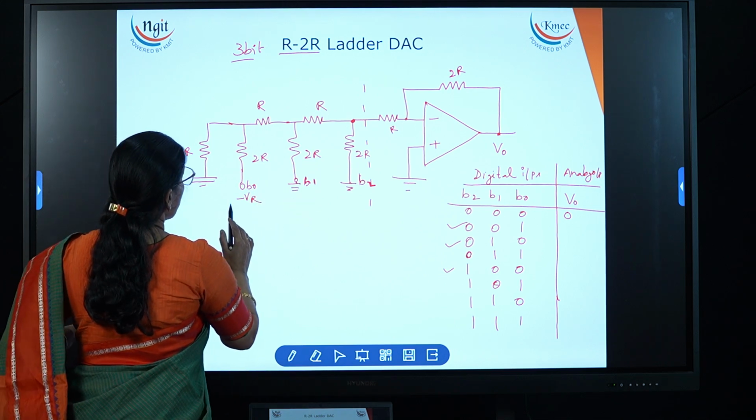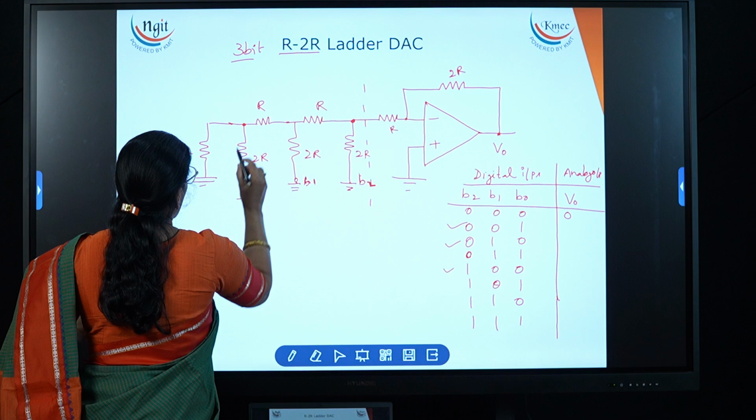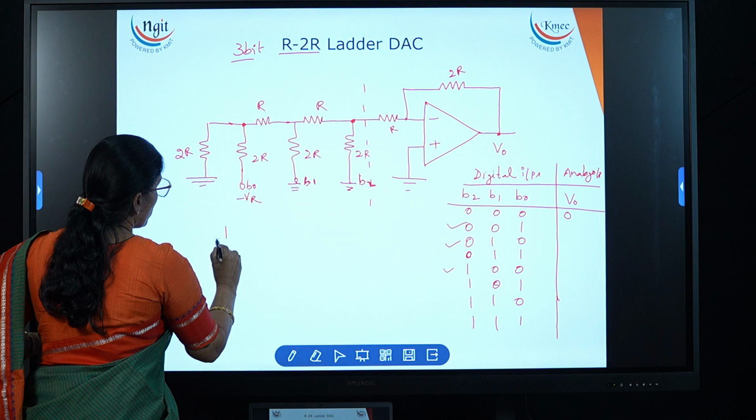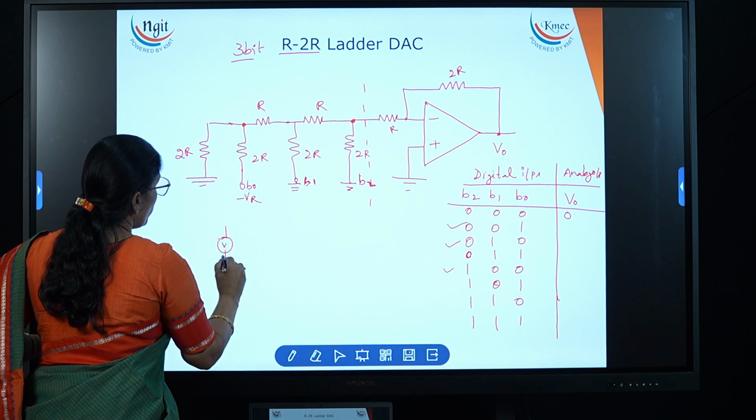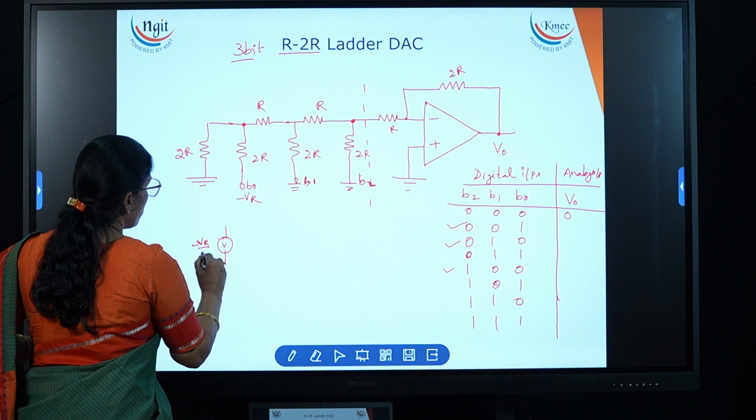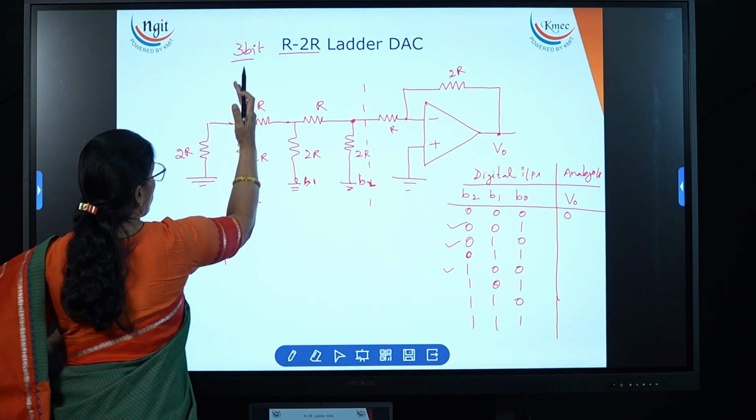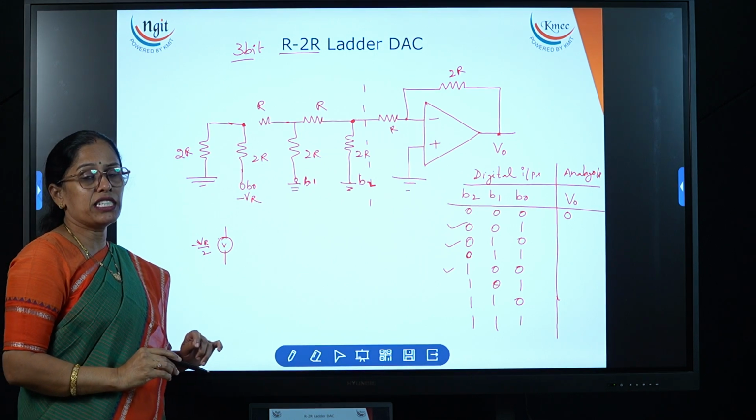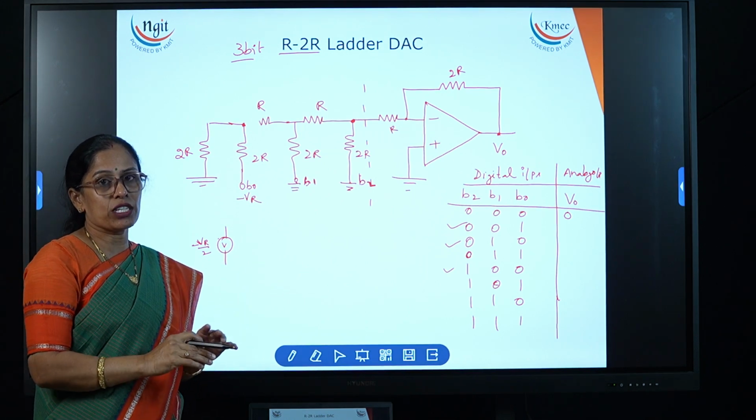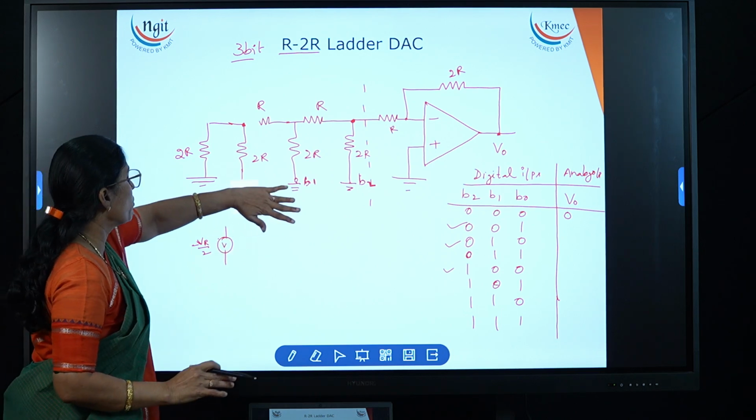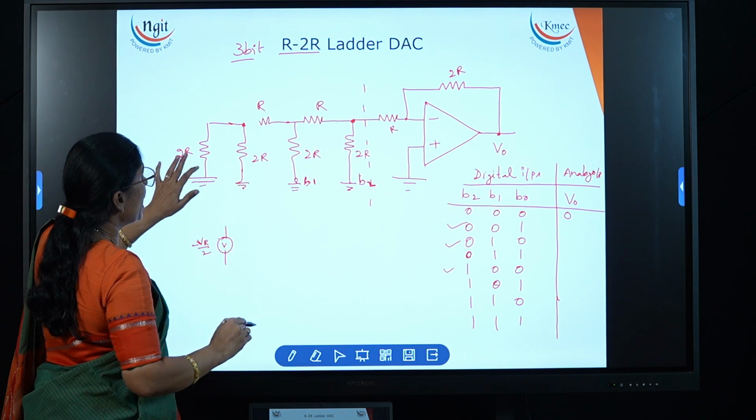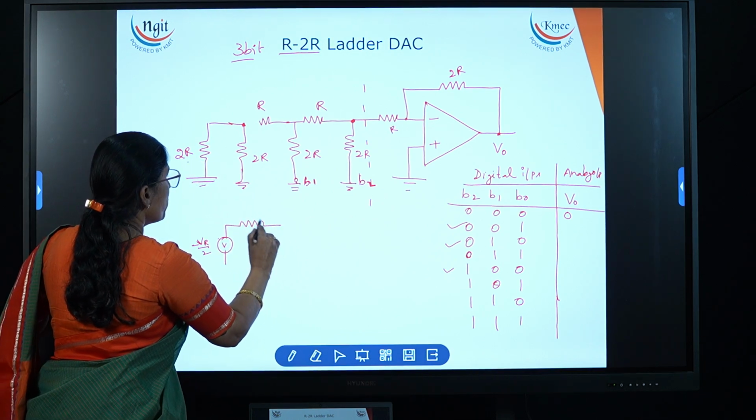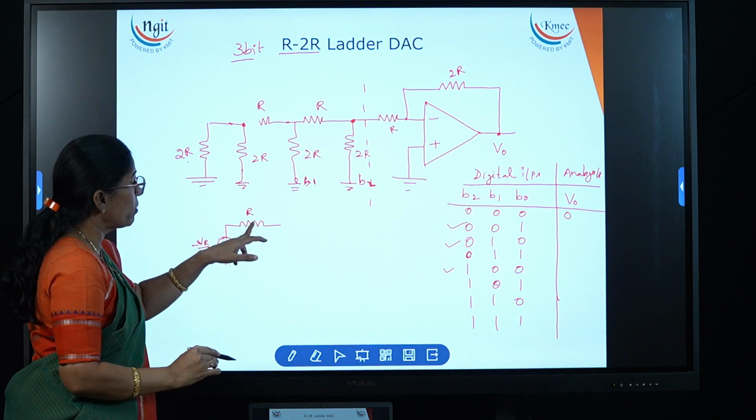Now let me apply the Thevenin's equivalent theorem first here. The voltage here is minus V reference divided by 2. Why? Because of the 2R. Now here I am opening. So how to calculate the voltage and how to calculate the Thevenin resistance? To calculate the Thevenin resistance, first ground all the sources. Now here I am grounding the source, then I need to calculate the resistance. If these two are in parallel, then what is the resistance? When the two 2R are in parallel, I get R as the Thevenin equivalent resistance.